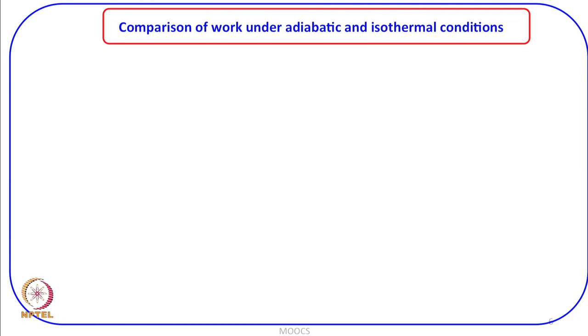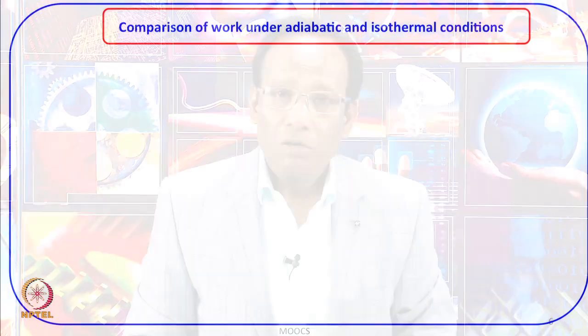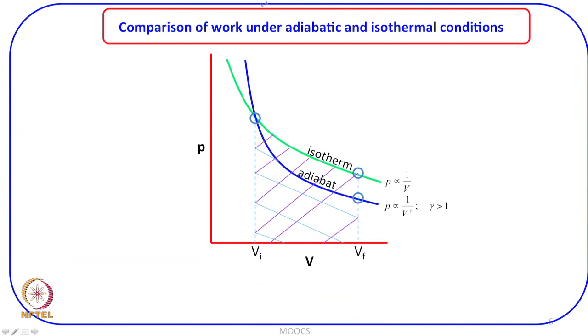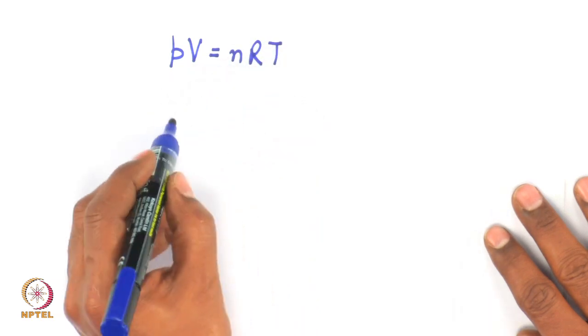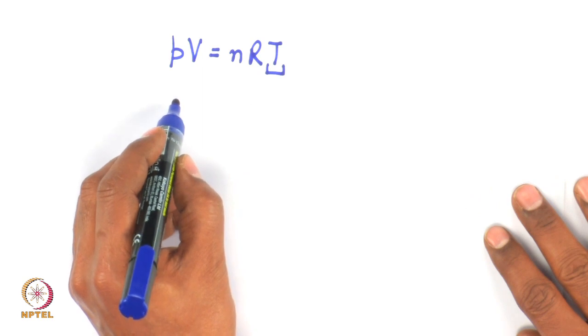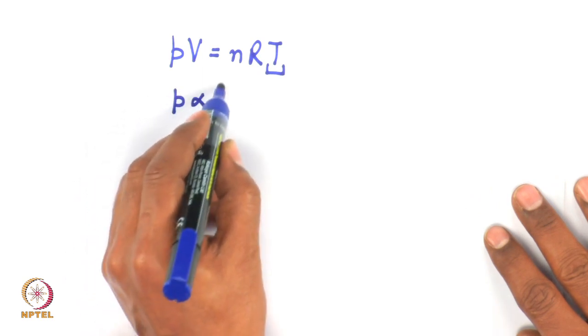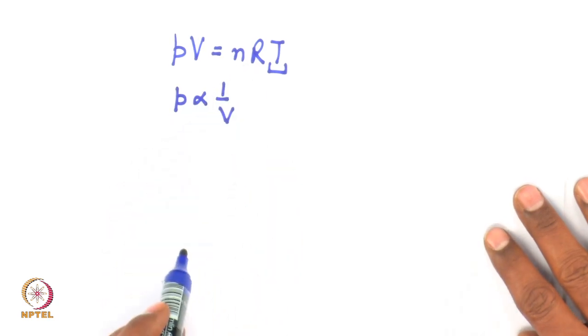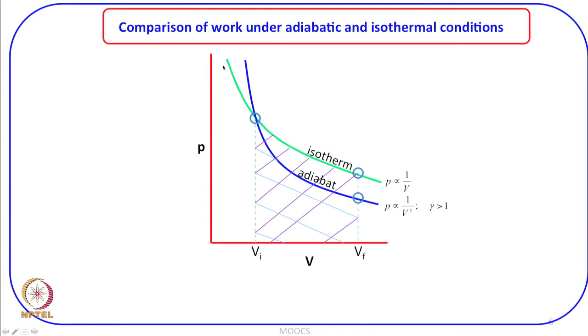Now, let us see under what conditions the work available from the system is more. Is it under isothermal conditions or under adiabatic conditions? Let us take a look at this figure. Let us take a look at the green curve, which is according to PV is equal to nRT. For an ideal gas, PV is equal to nRT. So, if the process is isothermal, temperature is constant, then the pressure is inversely proportional to volume, because n is constant, R is constant. And that is what you see in this green line, that as the volume increases, the pressure decreases this way.